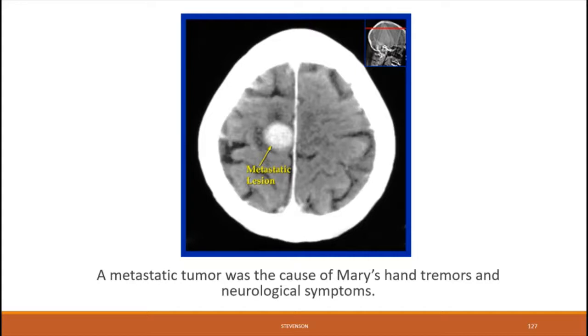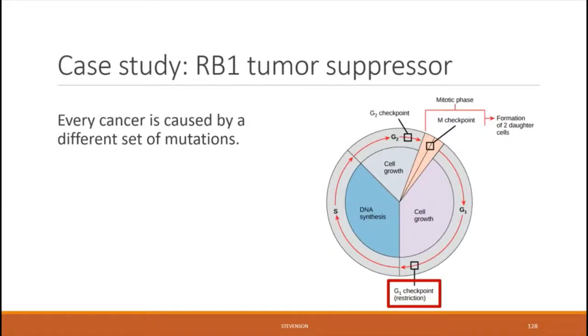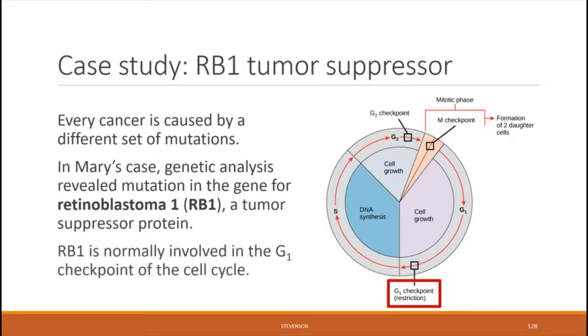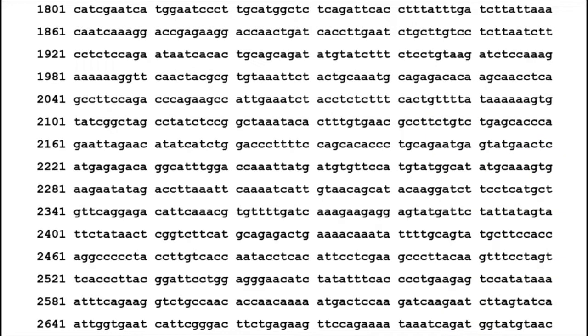Now, in Mary's case, her cancer was caused specifically by a mutation in the gene for retinoblastoma 1, a tumor suppressor protein that we learned is involved in the G1 checkpoint of the cell cycle, specifically in checking for adequate cell size before proceeding into the next stage. Now, the retinoblastoma protein instructions are normally almost 5,000 letters long. There's a piece of DNA in all of our genomes that's 5,000 letters long, and it encodes instructions for making this special protein which regulates the cell cycle.